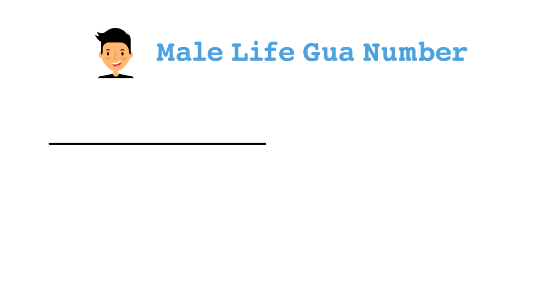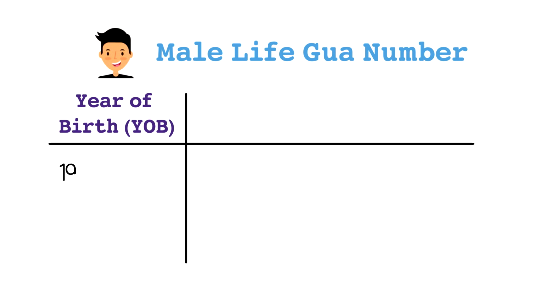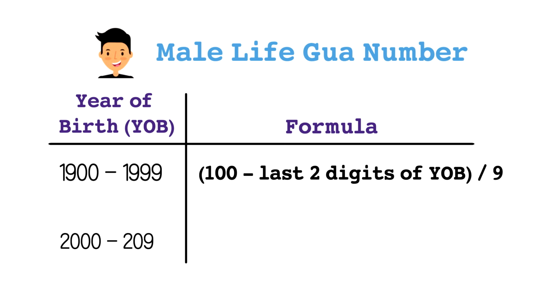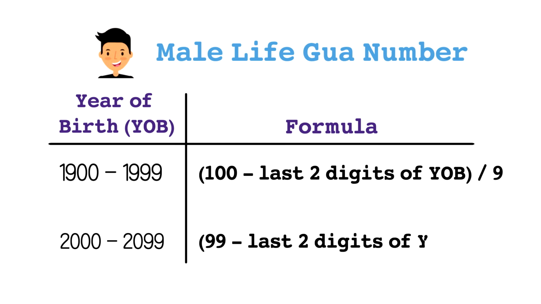If you're a male born between 1900 and 1999, the formula to calculate your Life Gua number is 100 minus the last two digits of your year of birth, divided by 9. But if you're a male born after the year 2000, the formula is 99 minus the last two digits of the year of birth, divided by 9.